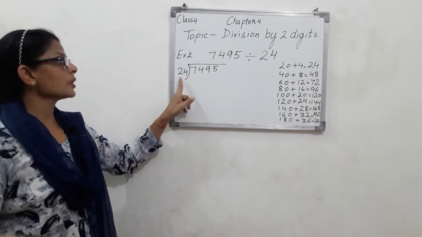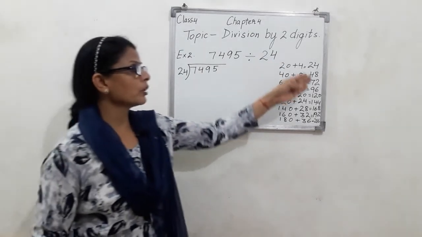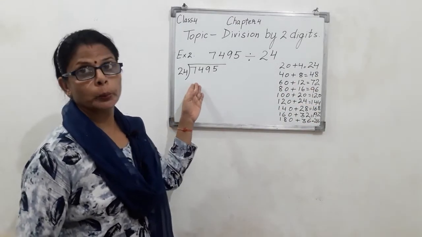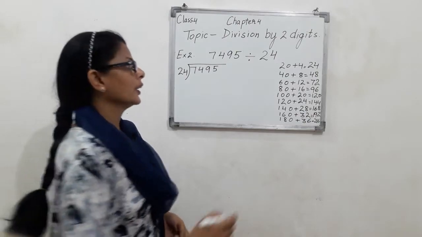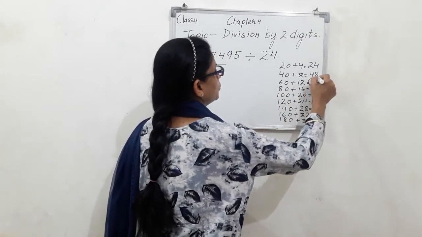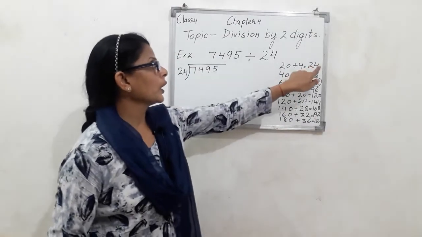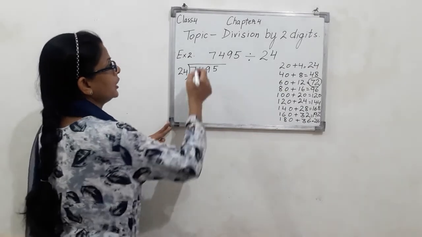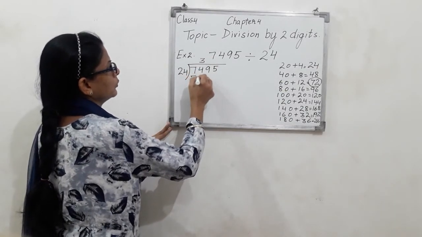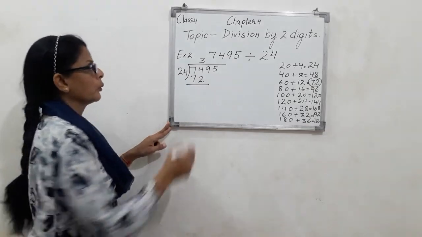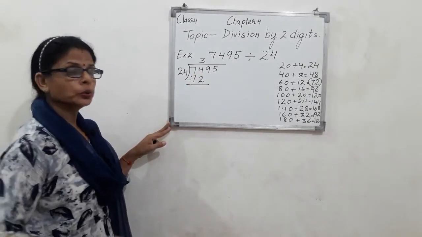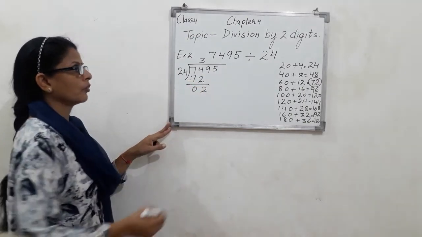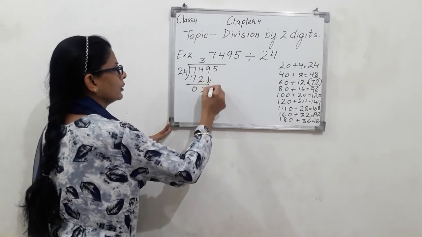Does 74 come in the 24 table? Just check the 24 table. Does 74 come? No. But less than 74, what comes? 72 comes. How many times? 1, 2, 3. 3 times. 24 threes are 72. Right? Minus it. 4 minus 2, 2. 7 minus 7, 0. Now we have to copy down 9.